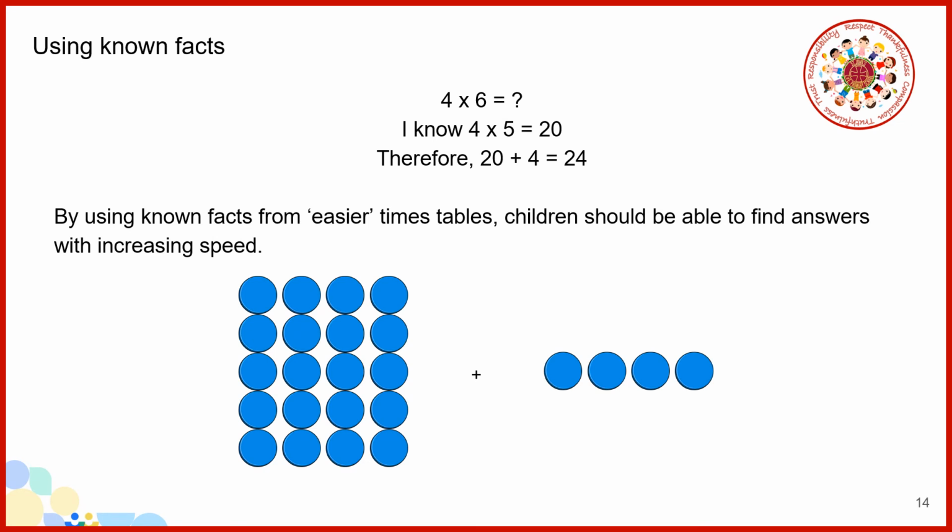Using known facts. For example, 4 times 6. If you know that 4 times 5 is 20, you know that you will need to add another set of 4 to the 20. Therefore, 20 plus 4 equals 24. By using known facts from the tables that the children are more confident in, they will be able to find answers with increasing speed.